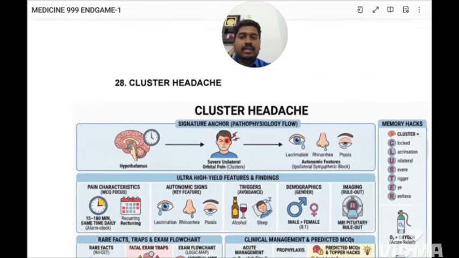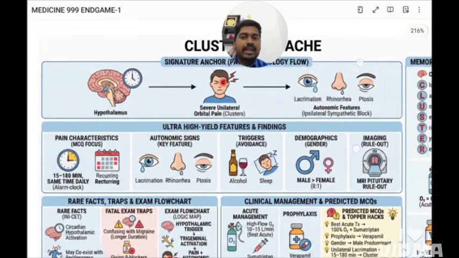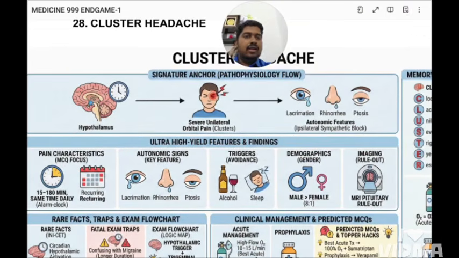Next, we have an important topic from CNS, that is cluster headache. So basically, the hypothalamus is related to the circadian rhythm, and the hypothalamus, especially the posterior hypothalamus, is related to cluster headache. That's why there is always a diurnal variation. There is a trigger, and autonomic features are linked to this hypothalamus. So in cluster headache, there will be severe unilateral, remember, not bilateral, orbital pain which occurs in clusters. It is associated with autonomic features, that is lacrimation, rhinorrhea, and ptosis.